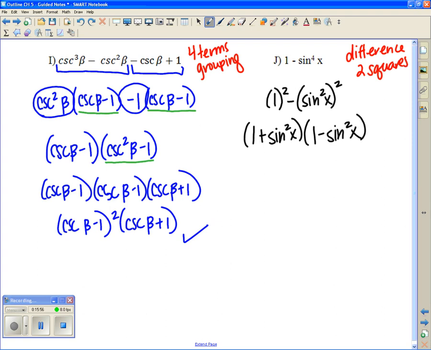Whenever I see ones and something squared, I'm always checking my Pythagorean identities. And I know in this case that 1 minus sine squared is equal to cosine squared. So we're going to leave this as 1 plus sine squared x, which cannot be factored, and it is not an identity. And we are going to change 1 minus sine squared to equal cosine squared x.